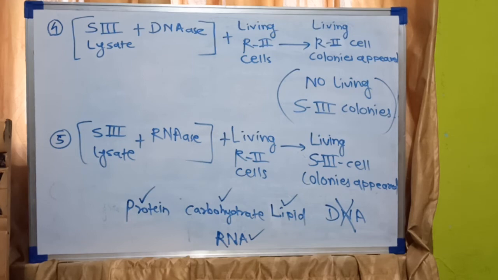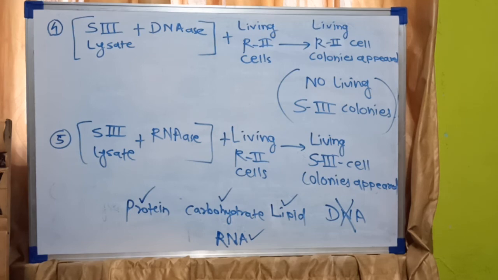Only living R2 cell colonies appeared after the transformation, meaning actually no transformation occurred because there were no living S3 colonies. So from dead S3 cells, when treated with DNase, there was nothing available to transform the living R2 cells, as you can see in the diagram. So this was the main step of the Avery et al. experiment.